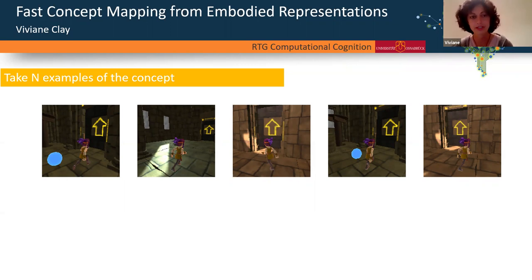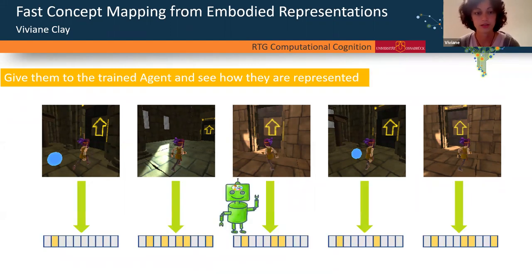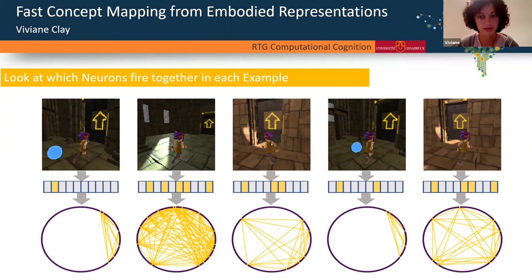You take n examples of the concept. For example, here I take 5 examples of the concept level door, a door that leads to the next level, marked by a yellow arrow pointing upwards. The examples shouldn't all be the same image, of course. They should represent this concept, but they can also contain other objects in the image. The object can be at different positions, different illumination, everything. You extract the representation in the network of these images. Then I drew it like a connectivity circle, with the idea of what fires together, wires together, connecting all the neurons that fire together in response to these images.